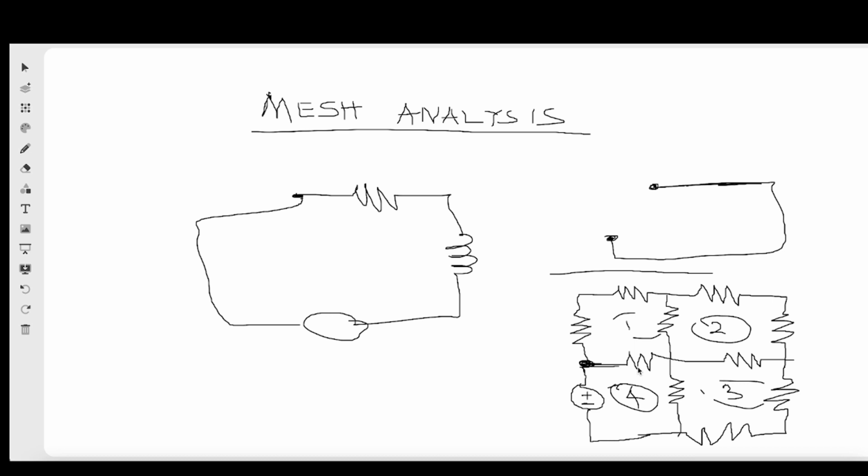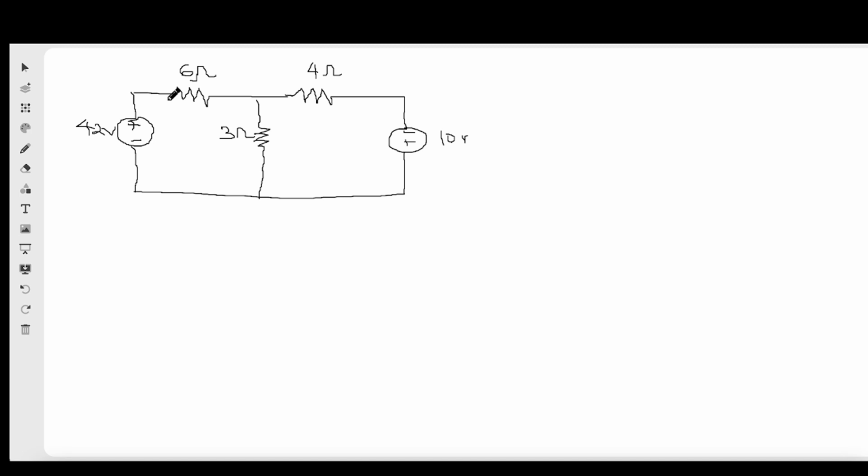In this mesh analysis, we will be applying KVL, Kirchhoff's voltage law, to solve our circuit. In nodal analysis, we applied Kirchhoff's current law, but here we will be applying Kirchhoff's voltage law. So let's look at an example. In nodal analysis, we usually apply nodal voltages.